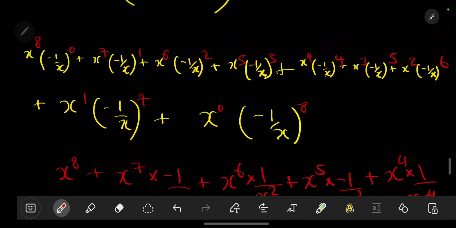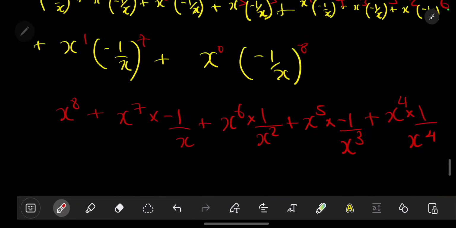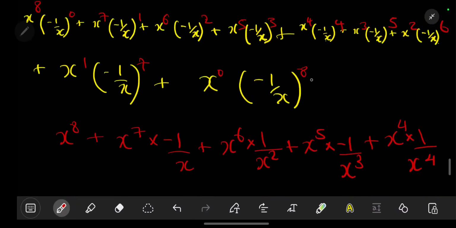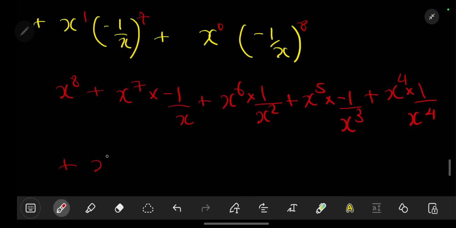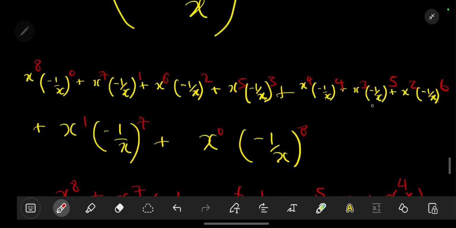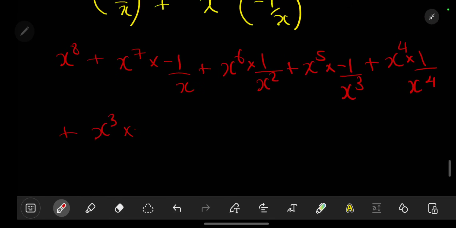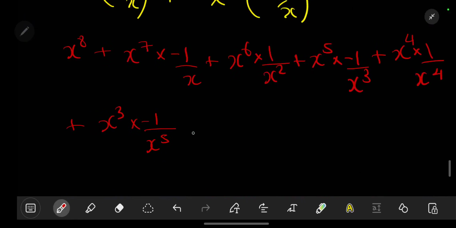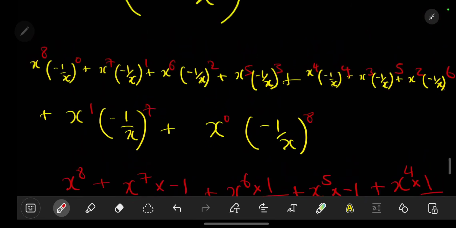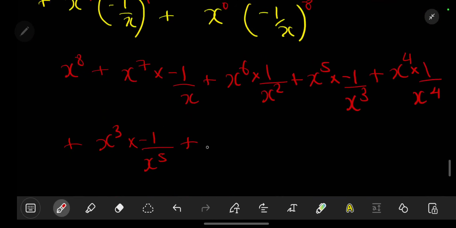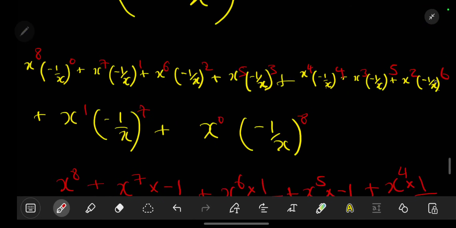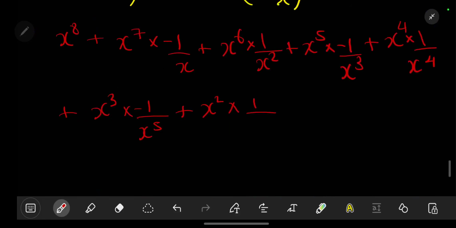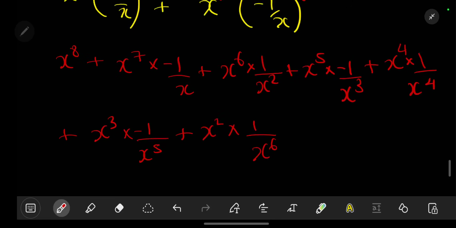We continue. We are going to have plus x, as you can see it's power 3, so we have x to the power 3. Then negative 1 to the power 5 is negative 1, so we write times negative 1 over x to the power 5. The next one, plus x to the power 2 times 1 over, positive since this power is even, so x to the power of 6, like that.